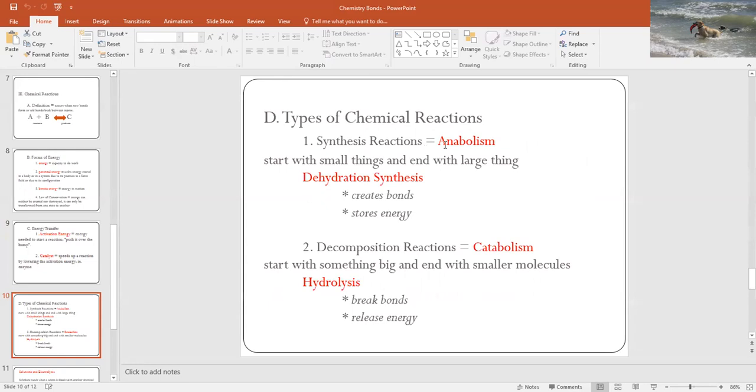Anabolic reactions mean to build things up, to take small things and end up with a larger thing. Dehydration synthesis creates bonds, stores energy, removes water. Hydrolysis breaks bonds, releases energy, adds water.